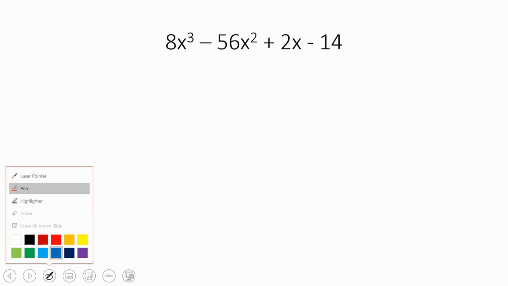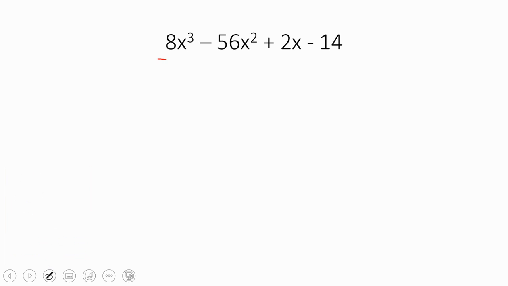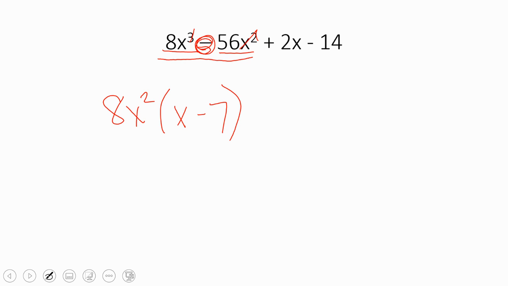All right, so this one, we're going to look at the first term. I can divide both of those by 8. I can also take 2 x's out of both of those. So when I divide this by 8, I'm left with 1. When I take x squared out of there, I'm left with x to the first. We have a minus sign now. When I divide that by 8, I get 7, and when I divide that by x squared, it just goes to 1. So 7 times 1 is 7.